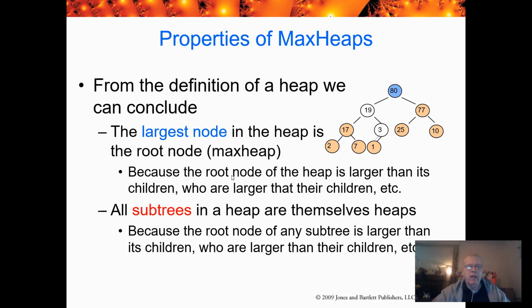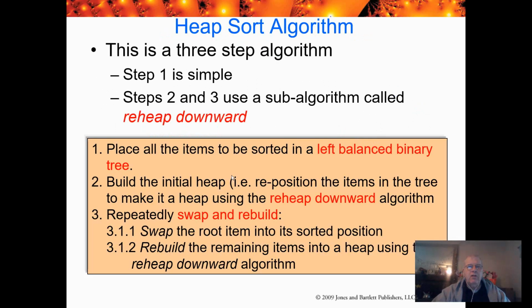So in a max heap, we conclude that the largest node, the 80 in the case of this slide, is the largest node in the heap, and all the subtrees themselves are heaps. So we're going to use that fact to sort the data elements. There are 3 steps. Step 1 is real simple, honest. You'll see in a minute. Steps 2 and 3 use the sub-algorithm called Reheap downward.